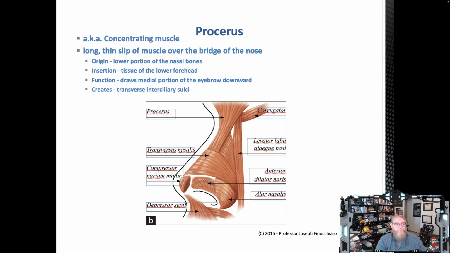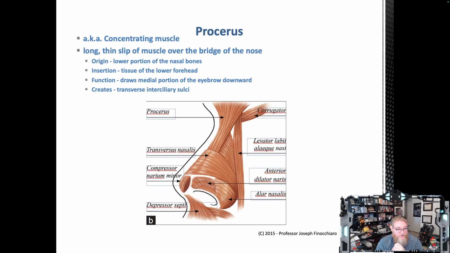Muscles of the nose. We have the procerus, also known as the concentrating muscle, a long, thin slip of muscle over the bridge of the nose. One of the ways you can remember this is projection, procerus, nose projects. Its origin is the lower portion of the nasal bones. Its insertion is the tissues of the lower forehead.